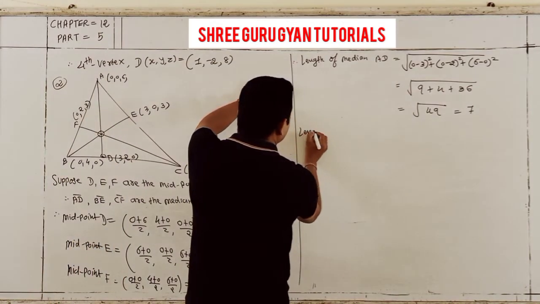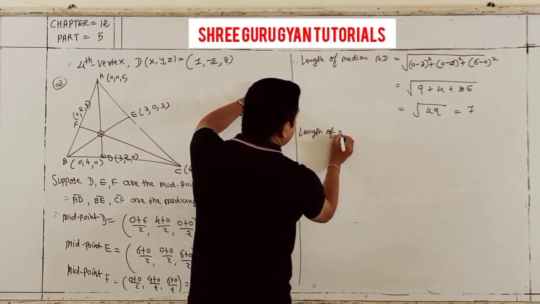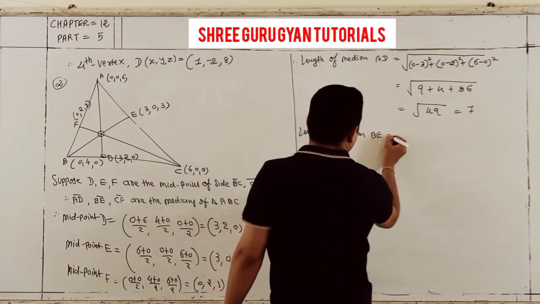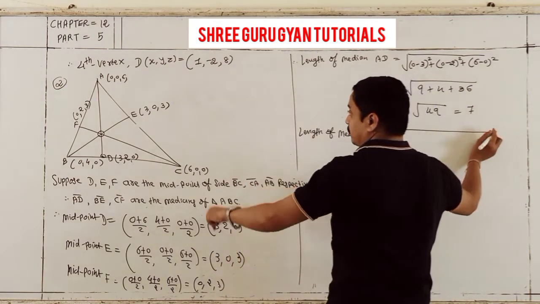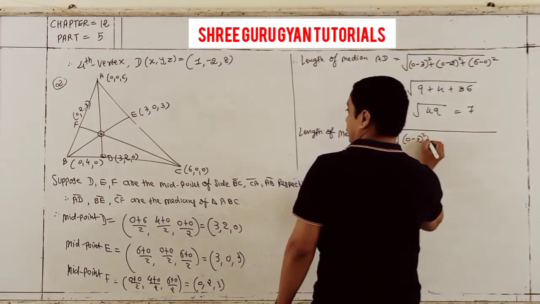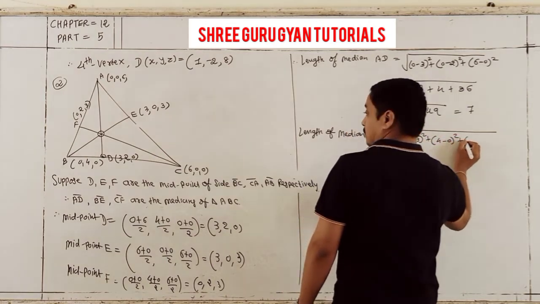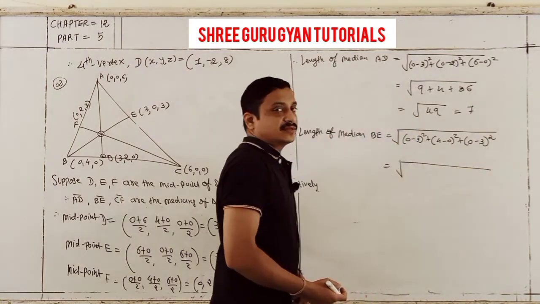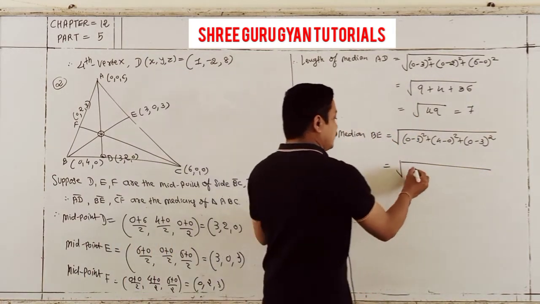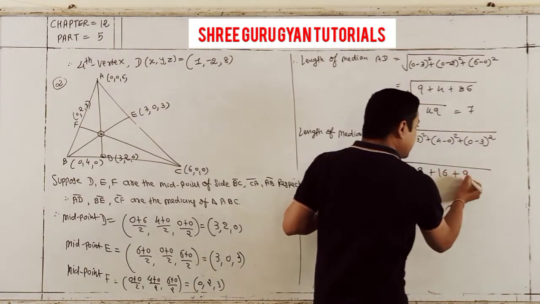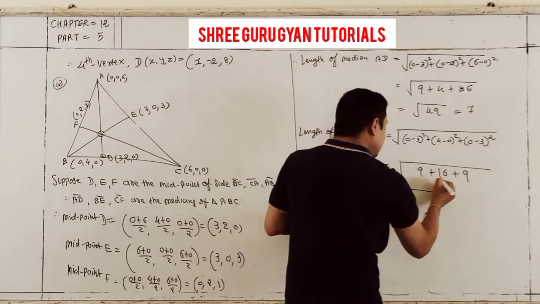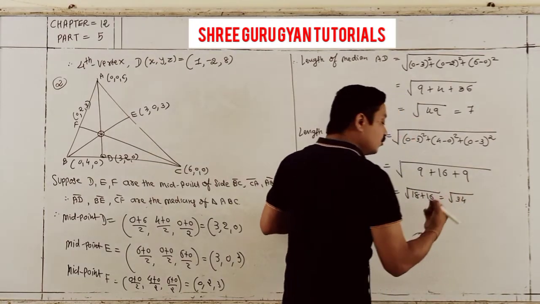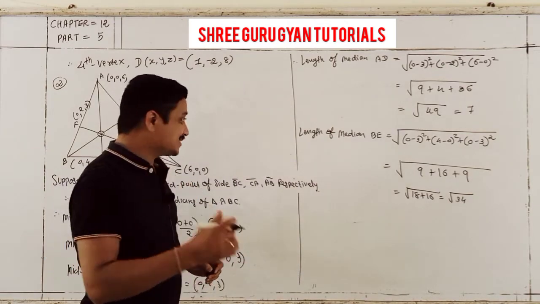Continue. Length of the second median, BE. Going from B to E, same as (0 - 3) squared, (4 - 0) squared, and (0 - 3) squared. Doing the same, so here 9, 16 and 9. So 9 and 9 is 18, 18 plus 16 is 34.